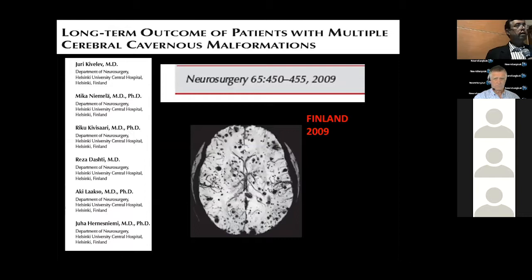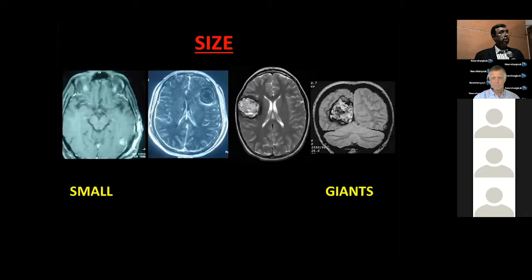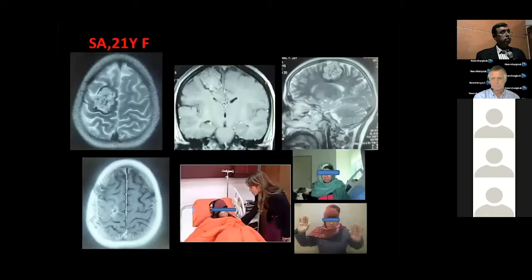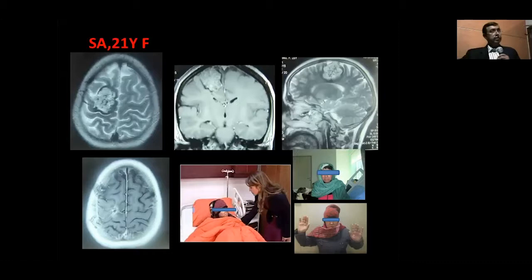Size could be small, could be large, could be giant. I'll show you two giants in my cases, in my series. This girl, 21-year-old, had a story that she was neglected in treatment in a governmental hospital. So she went to the radio stations and she announced her problem. She was helped by Queen Rania. She was referred to us and we operated upon her and removed this giant cavernoma. So the idea that cavernomas come small is wrong. They can come in giant size.